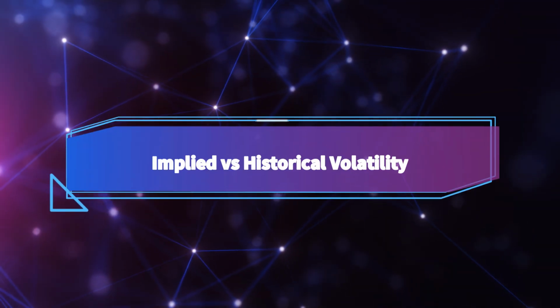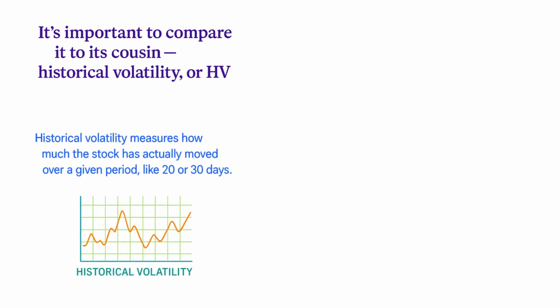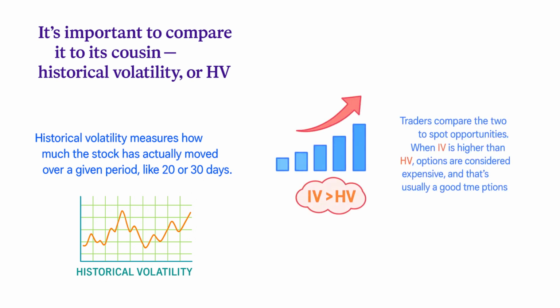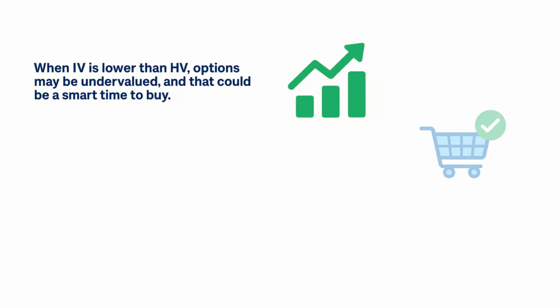Alright, now that you understand what IV is, it's important to compare it to its cousin, historical volatility, or HV. Historical volatility measures how much the stock has actually moved over a given period, like 20 or 30 days. Traders compare the two to spot opportunities. When IV is higher than HV, options are considered expensive, and that's usually a good time to sell options. When IV is lower than HV, options may be undervalued, and that could be the smart time to buy.